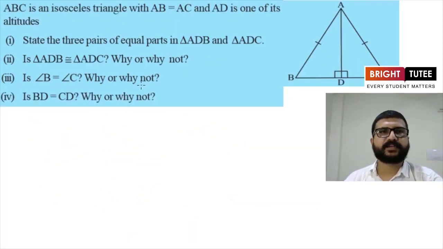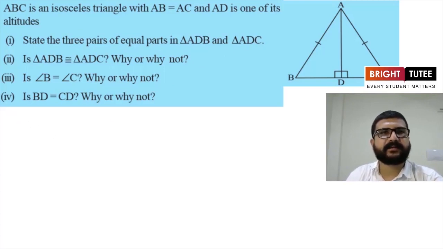Now here is the last question of this video. The question is: ABC is an isosceles triangle with AB equal to AC, and AD is one of its altitudes. So AD is the altitude of this triangle, which means angle ADB and angle ADC are both 90 degrees each. The first question is, state the three pairs of equal parts in triangle ADB and triangle ADC.